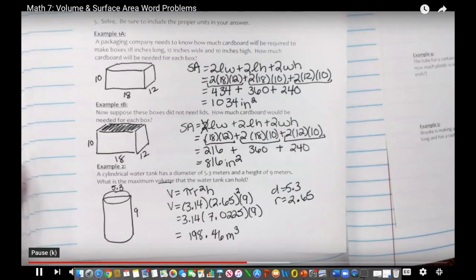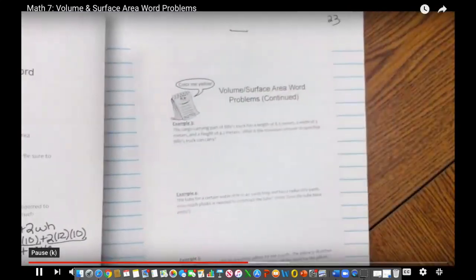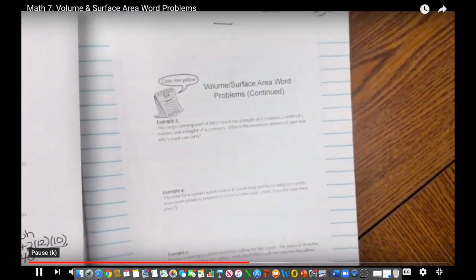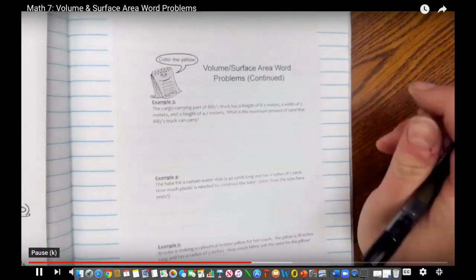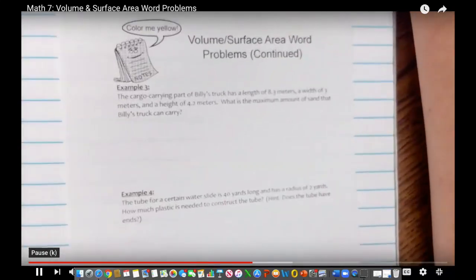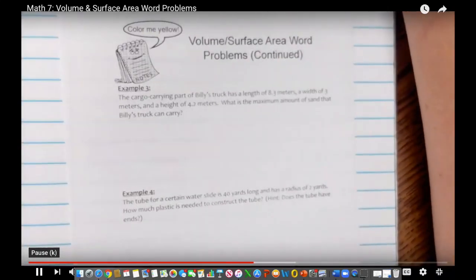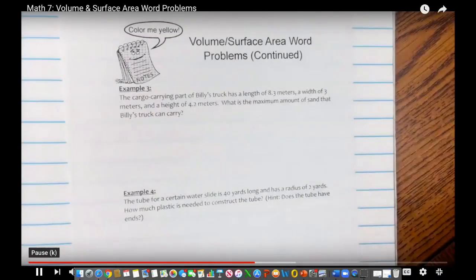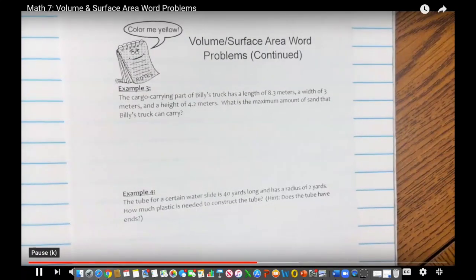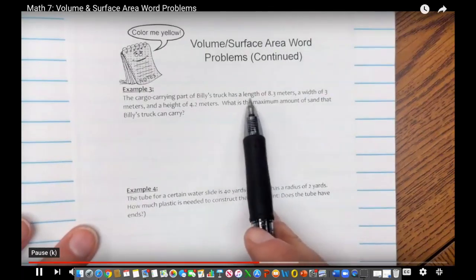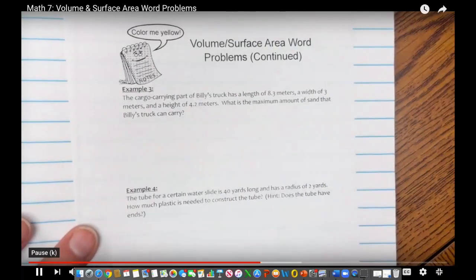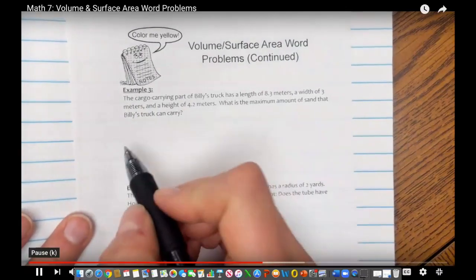All right, example number 3. The cargo carrying part of Billy's truck has a length of 8.3 meters, a width of 3 meters, and a height of 4.2 meters. What is the maximum amount of sand that Billy's truck can carry? So if I think about the bed of a pickup truck, that's pretty close to a rectangular prism. Also, I'm cued in here because it says length, width, and height. So when I'm doing rectangular prisms, length, width, and height are the measurements that I'm given.